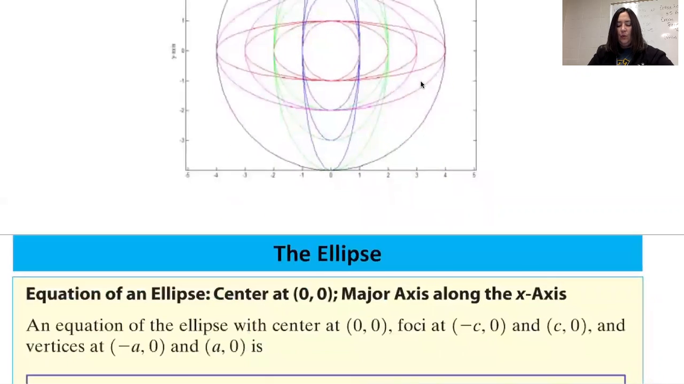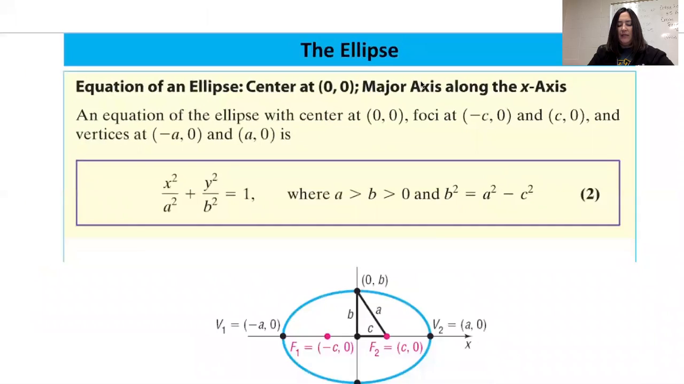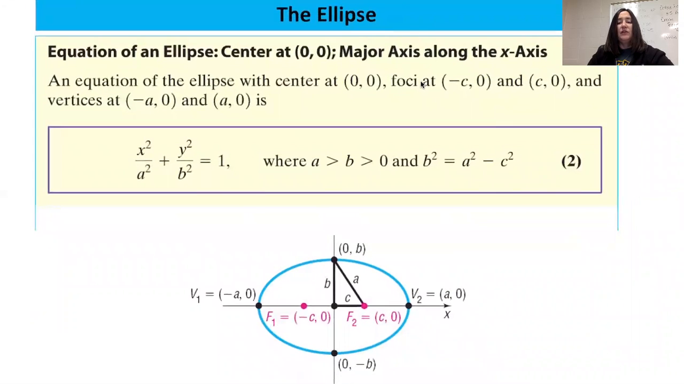So let's talk about what an ellipse is. An ellipse kind of looks like an oval, but what we need to know about an ellipse is the center. So on this ellipse, we have a center of 0, 0. And then we need to determine which is our major axis. If our major axis is along the x-axis, then it is longer along the x-axis. So it's stretched out longer.